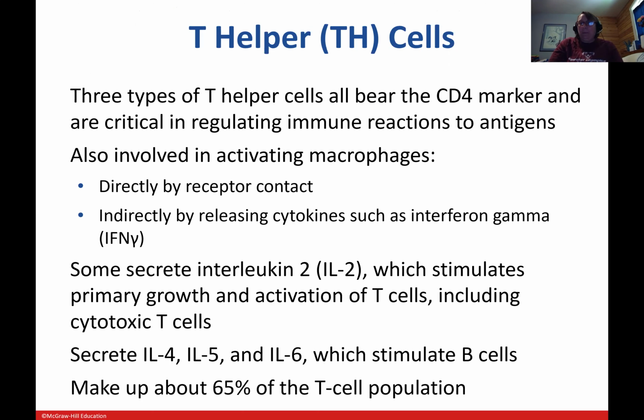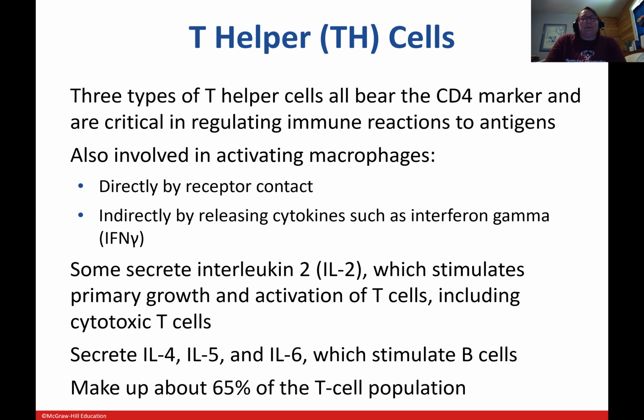Okay, so T helper cells basically have that CD4 marker and are critical in regulating the immune reaction to various antigens, particularly as the immune response is building. And they are also involved in activating macrophages. So after that first antigen presentation happens, the T cell, amongst many other things that it's going to do as it goes around and kind of wakes up that whole immune response, is it's going to get macrophages involved. Because again, macrophages are incredibly important for actually taking and digesting those bacteria, so to stop them from being able to reproduce and continue the infection.